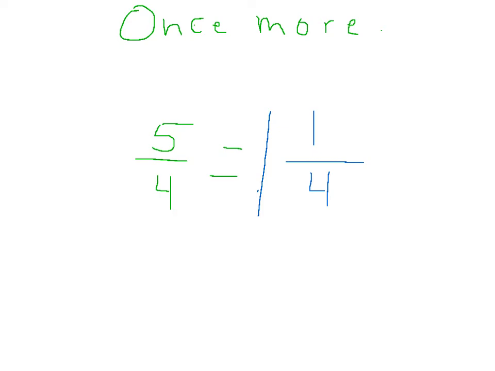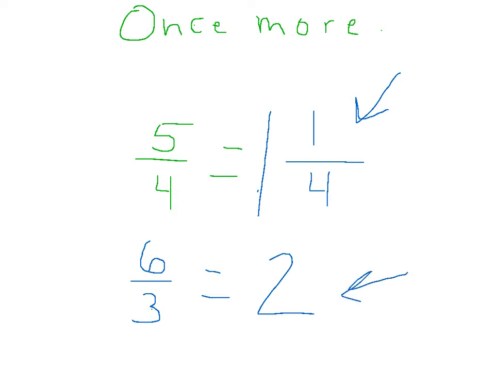So I've turned an improper fraction into a mixed number. Sometimes you might have a problem like this. 6 over 3, and you'll notice, well, how many times will 3 go into 6? Twice, and I'm done. So my answers can result in a mixed number or a whole number.